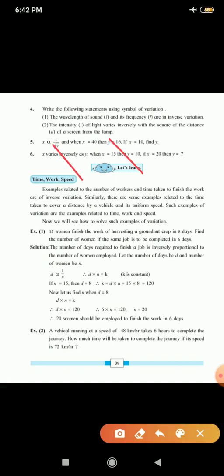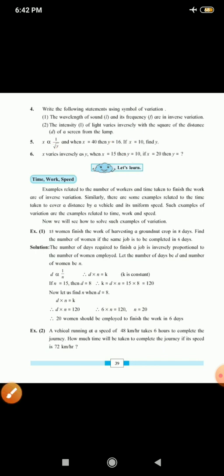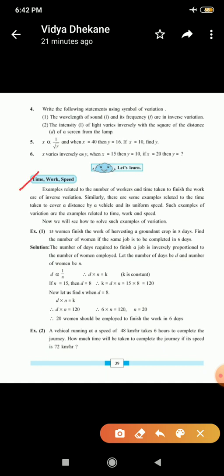Yes. Now let us learn about time, work and speed. Examples related to the number of workers and the time taken to finish the work are of inverse variation. Similarly, there are some examples related to time taken to cover a distance by a vehicle and its uniform speed. Such examples of variation are the examples related to time, work and speed. Now, we will see how to solve such examples of variation.